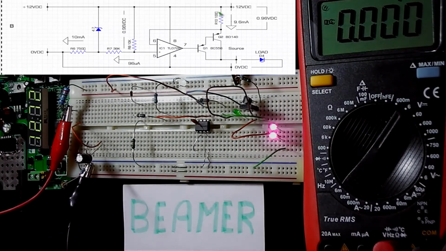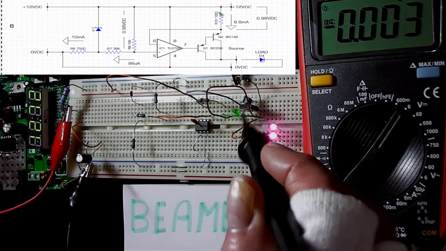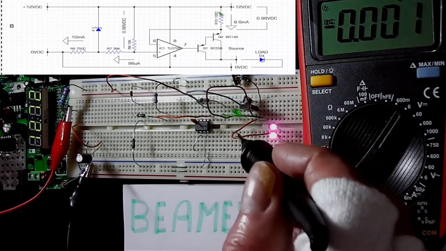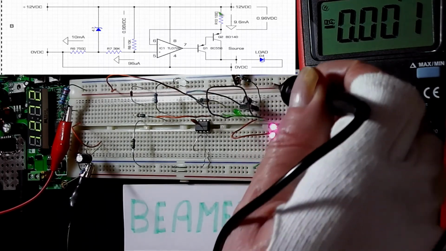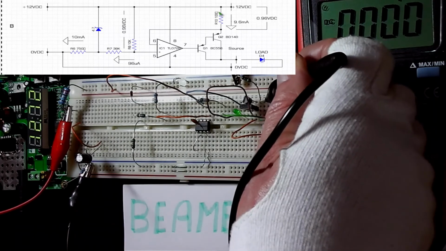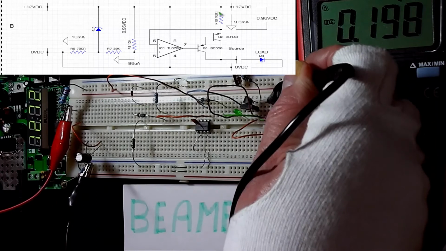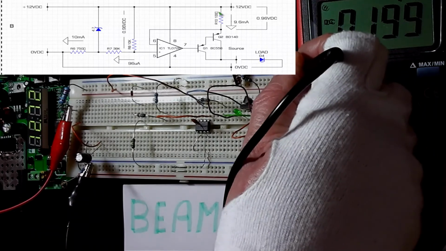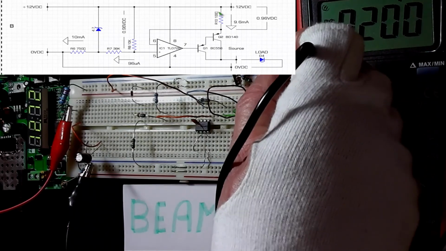Okay, that seems to be running quite nicely. Now let's check the voltage across R10 again, which should be 0.96 of a volt, producing a 9.6 milliamp output current. And look at that, I'm getting 0.2 of a volt. Well, that's very odd. I think I know what's going on, but do you?